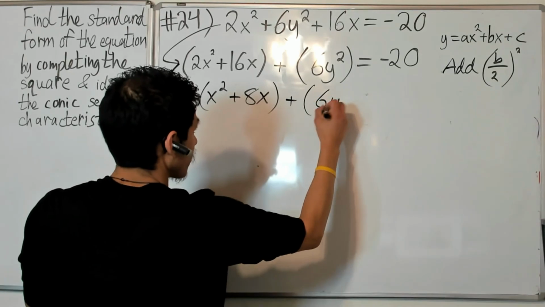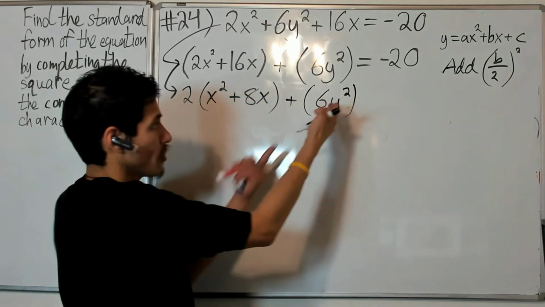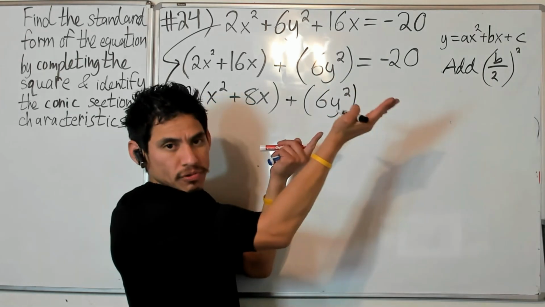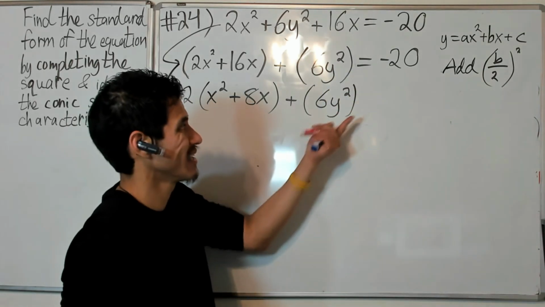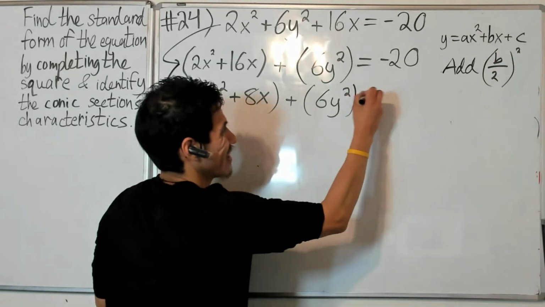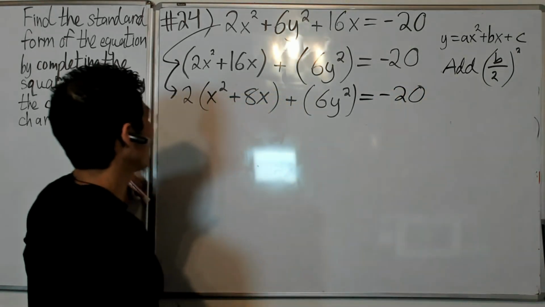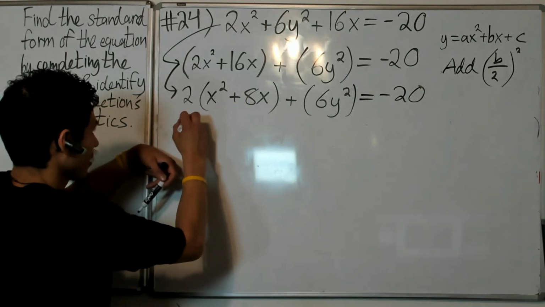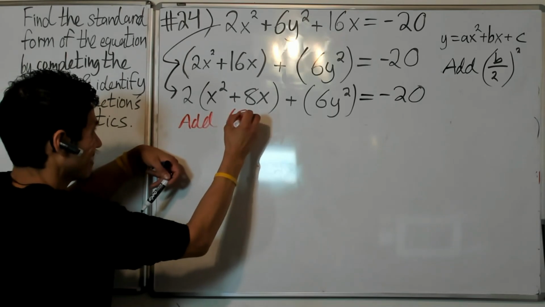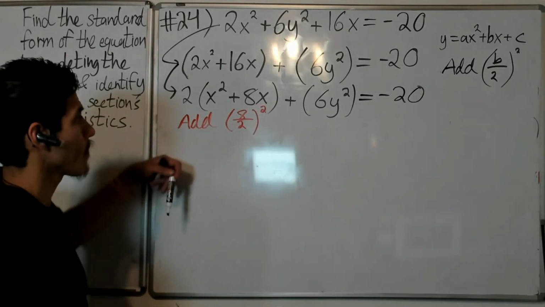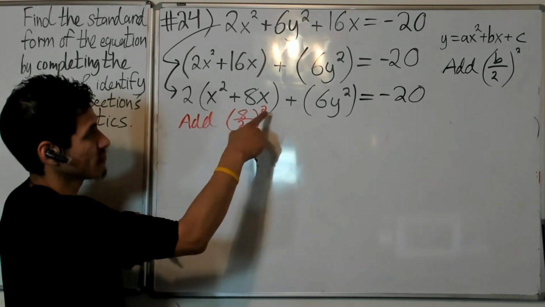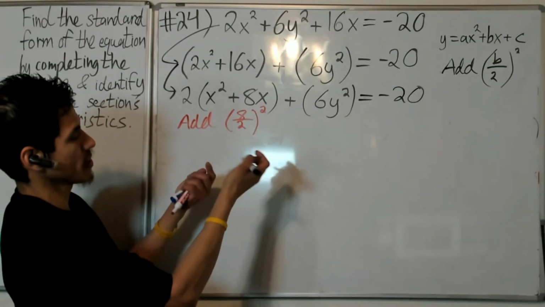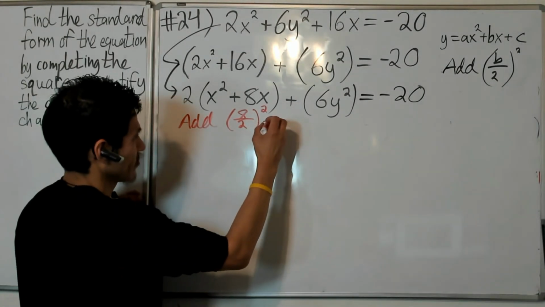Let me talk about the y terms. For the y terms, we don't have to do anything, because there is no b term. We're not adding y's. So we're already done completing the square. That's cool. But for the x terms we're not, so we have to add half of 8 squared. We add 8 over 2 squared to each side, so it's adding 4 squared.